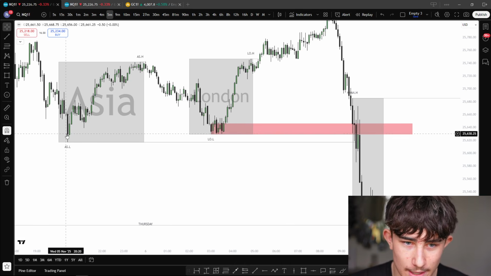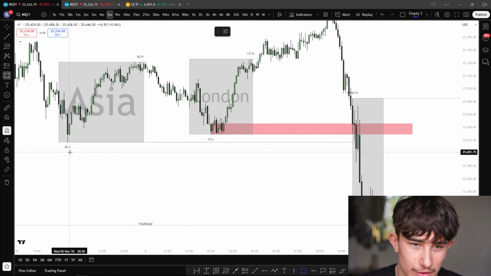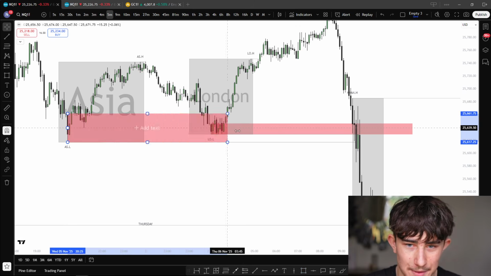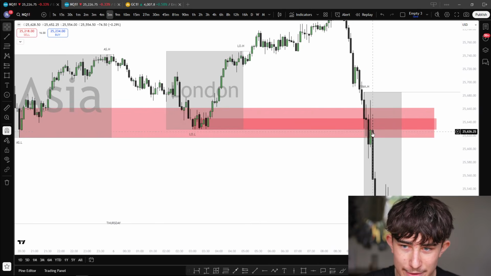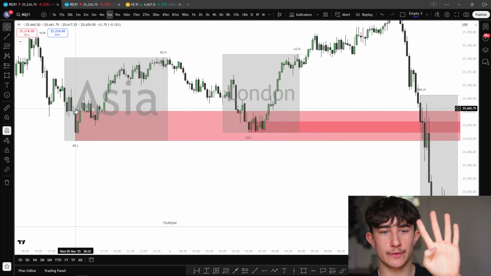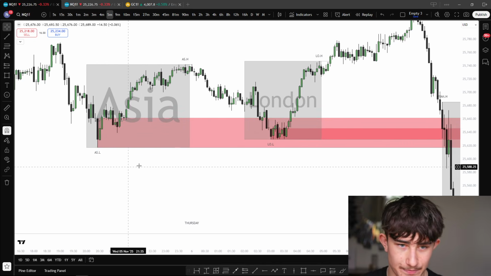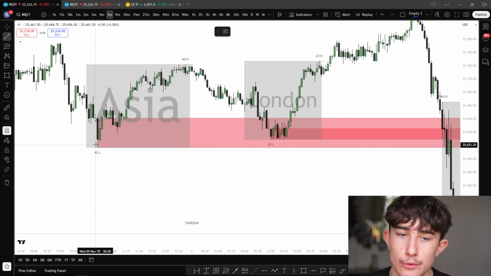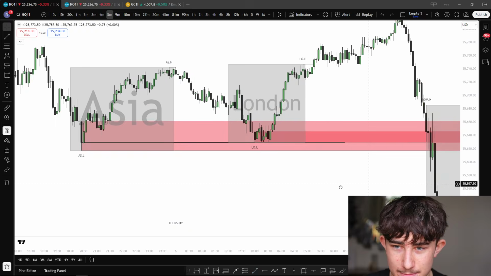Okay. Now the same thing goes for the low of Asia. Okay. Now this one we do close above, but pay attention. Remember, we have 4 variables. We have the open, the high, the low, and the close. Let's pay attention to the close in this instance of this specific candle.